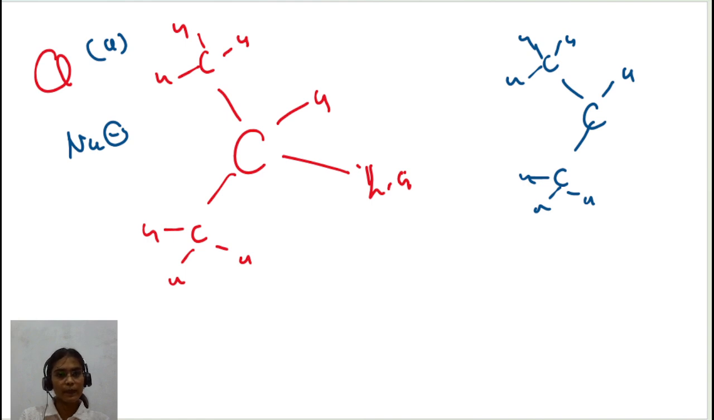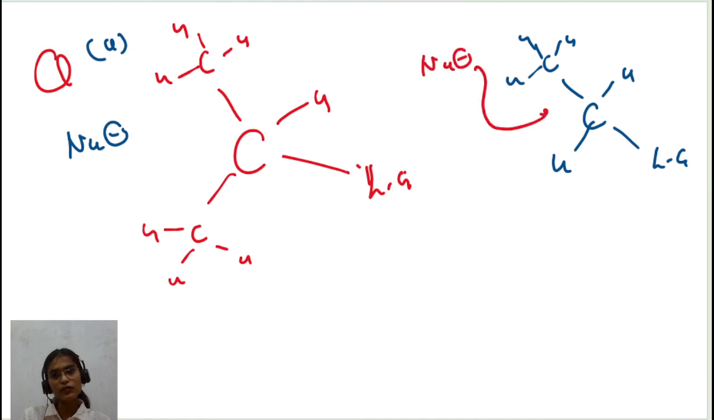Let's see only hydrogens have to be there, and this is my leaving group. Again, the nucleophile also attacks here. Can you tell me in which case it is easier for the nucleophile to attack, condition A or condition B? B. Yes, you're right. But the question is why it is easy to attack in B.